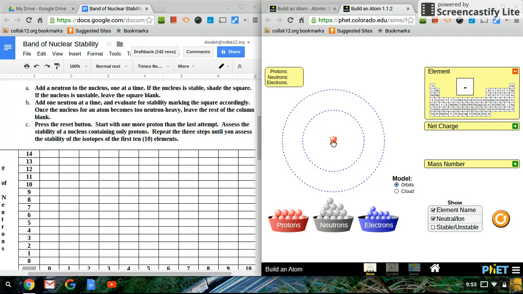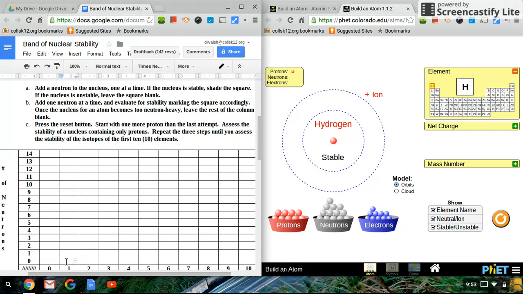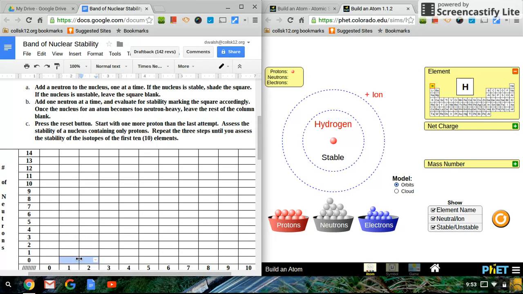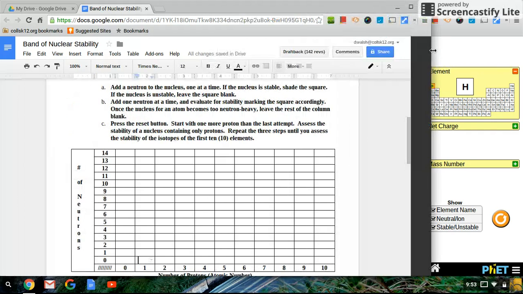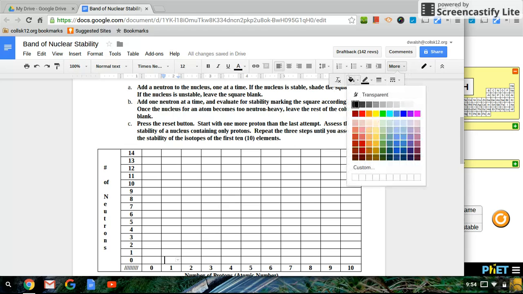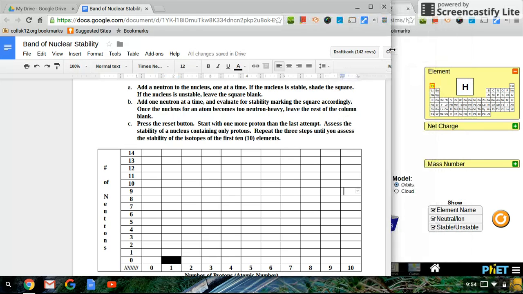Now we're going to move up to 1 proton. Now, 1 proton, and we're not going to worry too much about the electrons in this case, but 1 proton, if we look at it, is stable. So 1 proton and no neutrons is stable. So what we're going to do is we're going to highlight this, and then we're going to shade in this box right here. Let's see if I can figure out how to shade it in. Okay, so we can go here, and we can shade it in black. Okay, so that means that that one is stable.